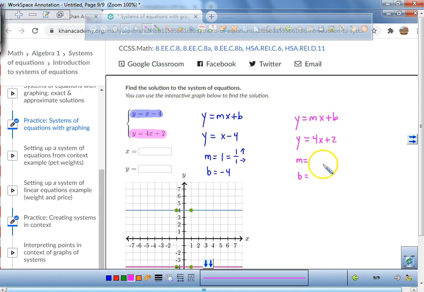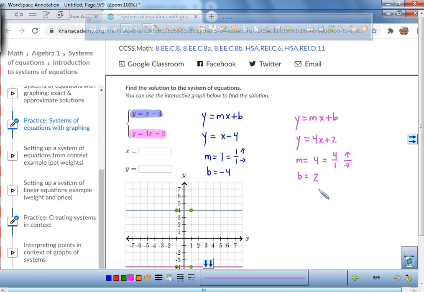All right, so what's our slope on this one? 4. Very good. Now, wait a second. How do I apply a 4 slope? That's 4 over 1, which means I got to go up 4 and I got to go to the right 1. So those little arrows give me a plan of what I'm going to do. And what's my y-intercept?